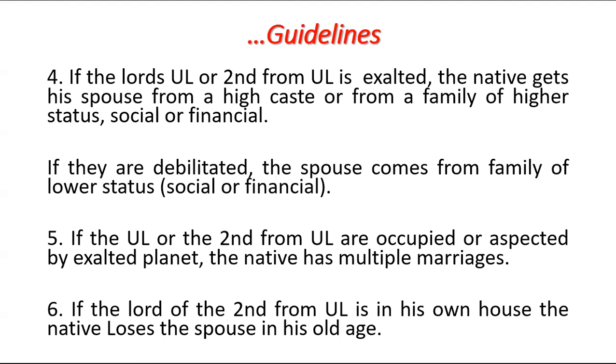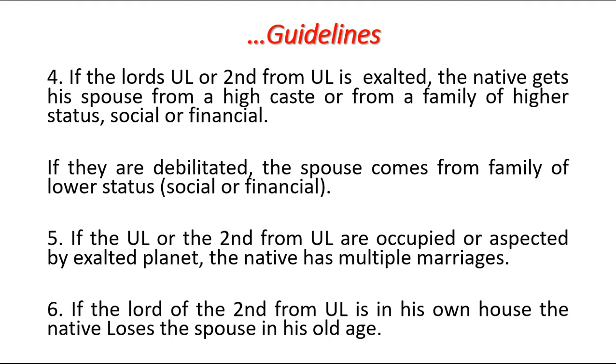Next, if the lords of UL or second from UL are exalted, the native gets a spouse from a high caste or from a family of high social status or financial status. Likewise, if they are debilitated, the spouse comes from a family of a lower status, either social or financial. Please be advised that when the word high caste is used, it is essentially to demarcate between family status, financial or social.